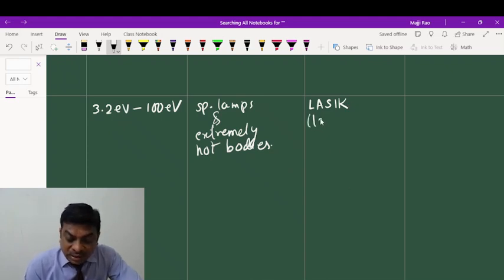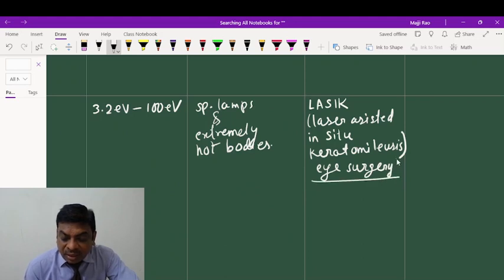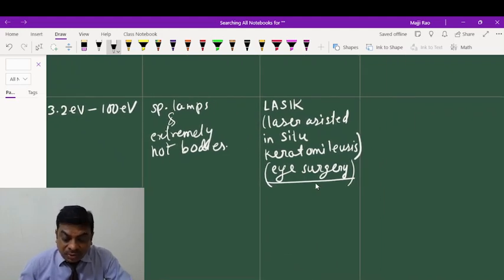So LASIK, the full form is laser assisted in situ keratomileusis. It's a kind of eye surgery actually, particularly for cataract and all. Eye surgery can be done with this technique. They use microwaves. Okay, students.